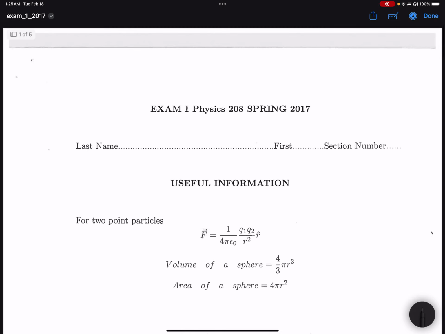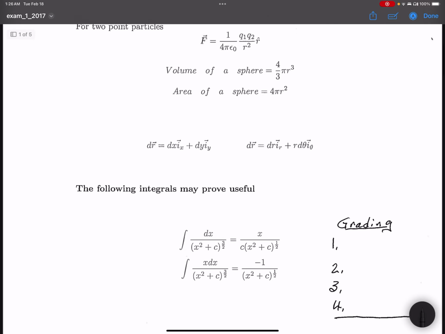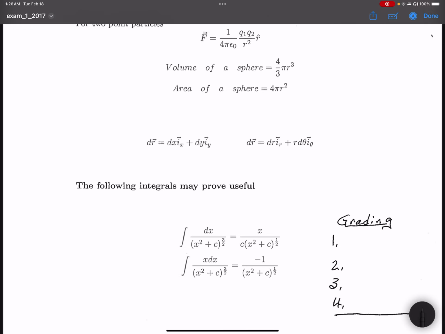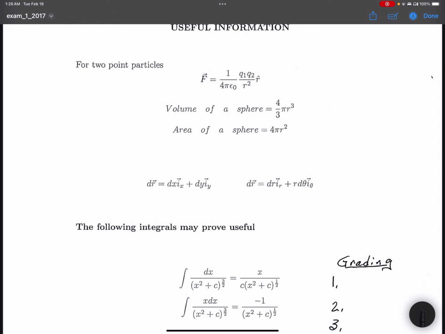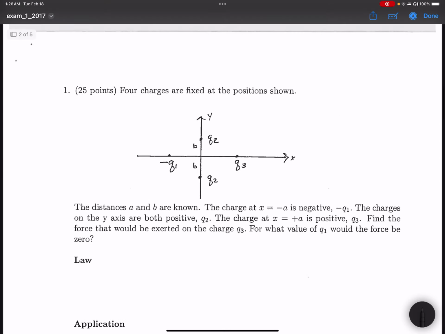Okay, so this is exam one from 2017. We're gonna jump right into this. Some things of note on this formula sheet here: we've got Coulomb's law, which is nice to have. We've got the volume of a sphere and the area of a sphere as well. And then we have some pretty useful integrals that I believe we use at a certain point. But let's just get right into it.